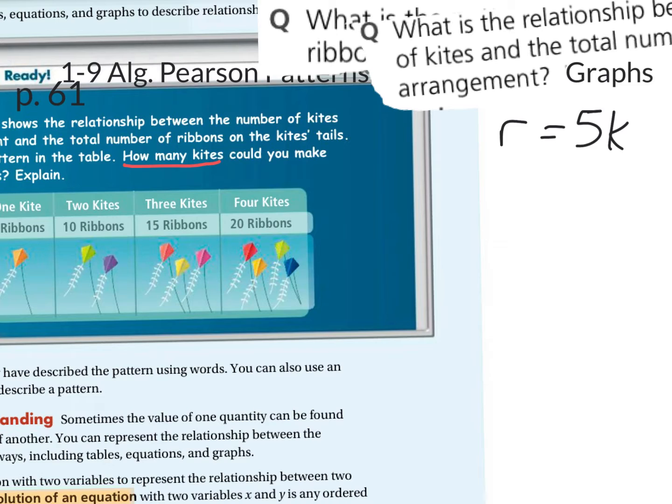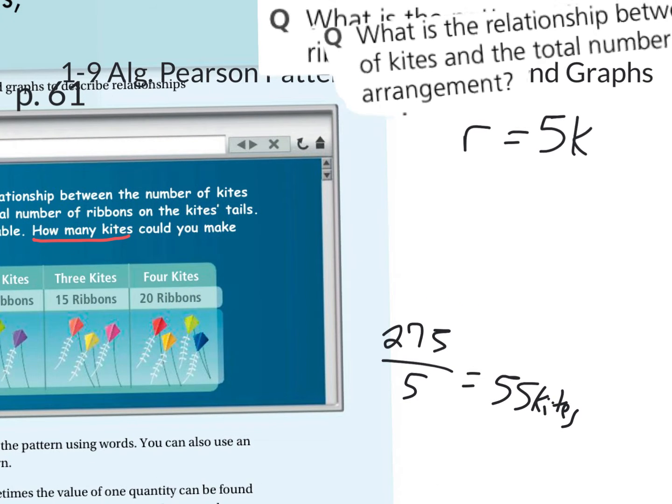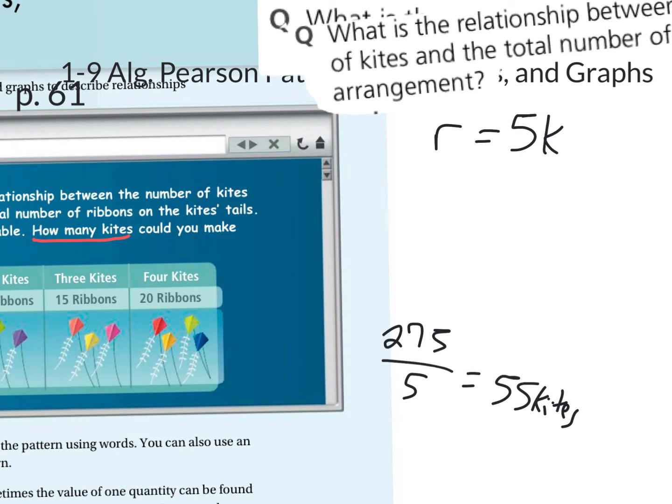So one way we mentioned a minute ago, if you take the number of ribbons and divide by 5, that gives you the number of kites. So that would be 55 kites. Another way of doing it, if we use this equation, we could just substitute into the equation and say we've got 275 ribbons, and then to solve for the kites we would divide by 5. Okay, so there's different ways we can do this and still get the same answer.